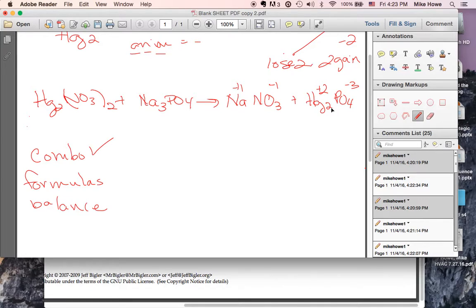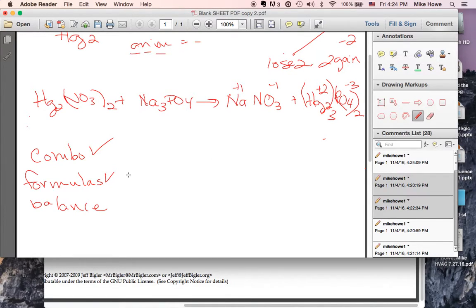So 2 goes into 6 how many times? Whoops, I'm pointing to the wrong 2. This 2. 2 goes into 6 how many times? I'm hoping you said 3. So you have to put parentheses around this because that is a polyatomic ion and put a 3 out there. And then the phosphate has a -3 charge. How many times does 3 go into 6? Hoping you said 2. So you're going to put parentheses around here and put a 2 there. Now we've written the formulas.